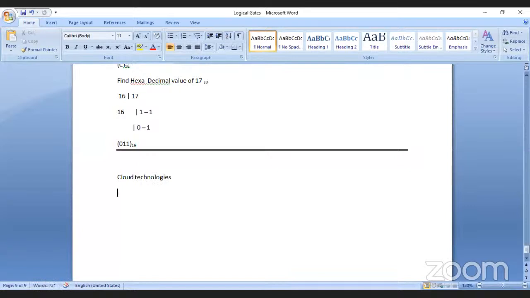Okay. So we have a topic, cloud technologies. So basically, we have to understand what we mean by cloud technology. What do you mean by cloud technology, right? Does anyone have an idea about this technology, cloud technology?